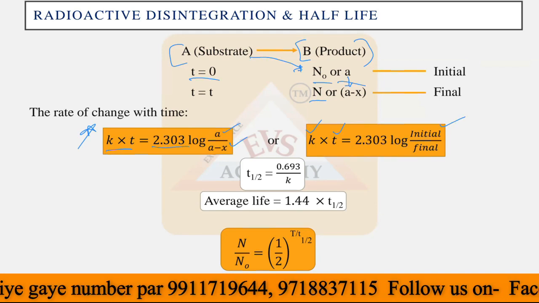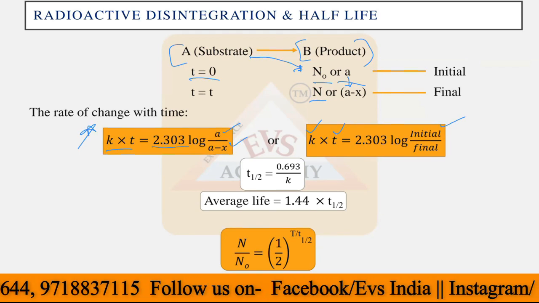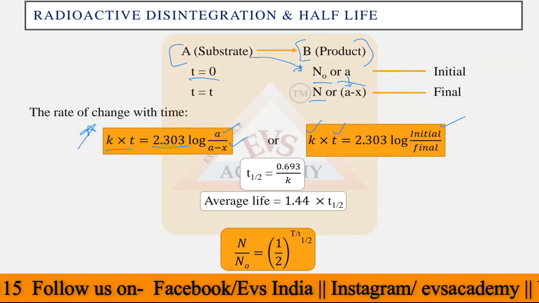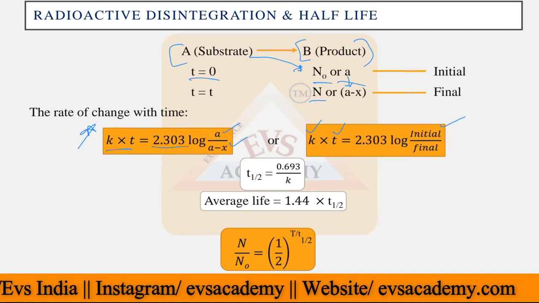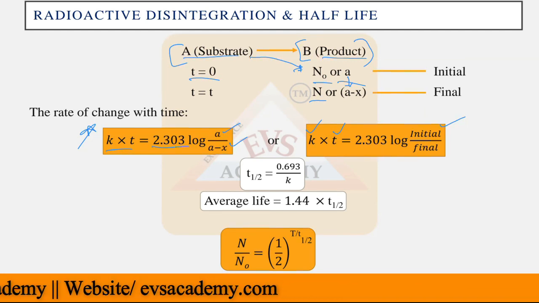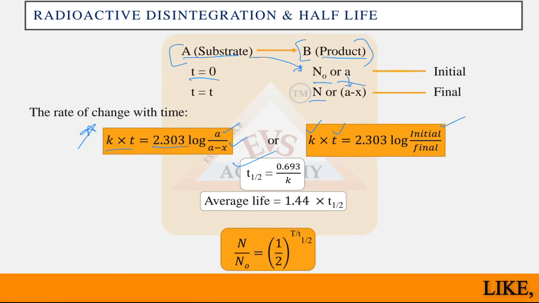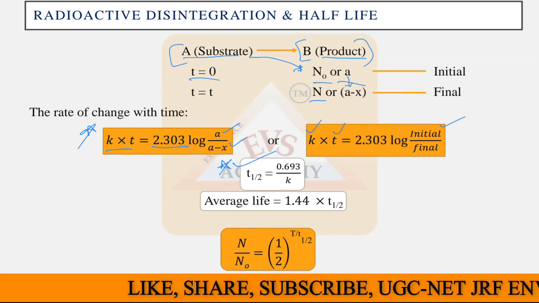How to calculate the half-life? What is the half-life? Half-life is that particular time in which the reaction is half completed, or you can say half the amount of substrate is now converted into product. So both are equal now. The amount of substrate equals the amount of product. That half time is calculated based on this formula: T half is 0.693 divided by K. K is again the reaction rate or reaction constant here.